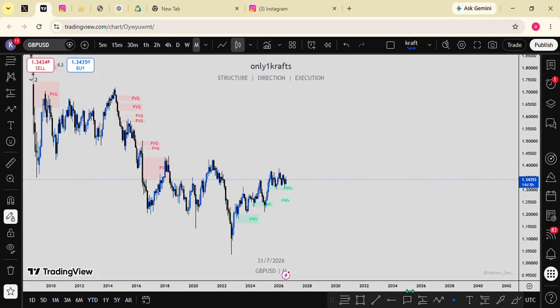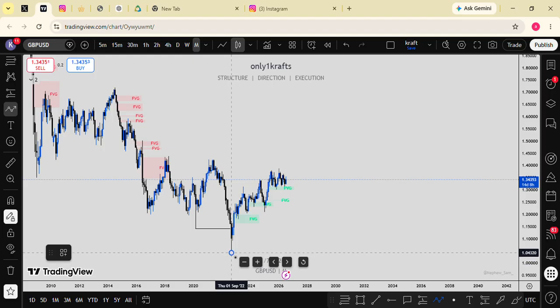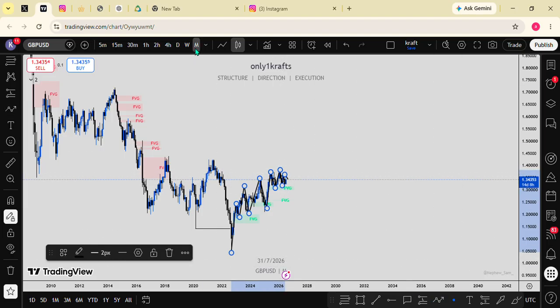You see, after we had this break of structure to the downside, price has been doing well. It has been giving us a good bullish market structure, where we had this break to the upside, this break to the upside. And then when we got here, what happened? We started ranging. I'll show you this on the weekly time frame now to see how it looks.